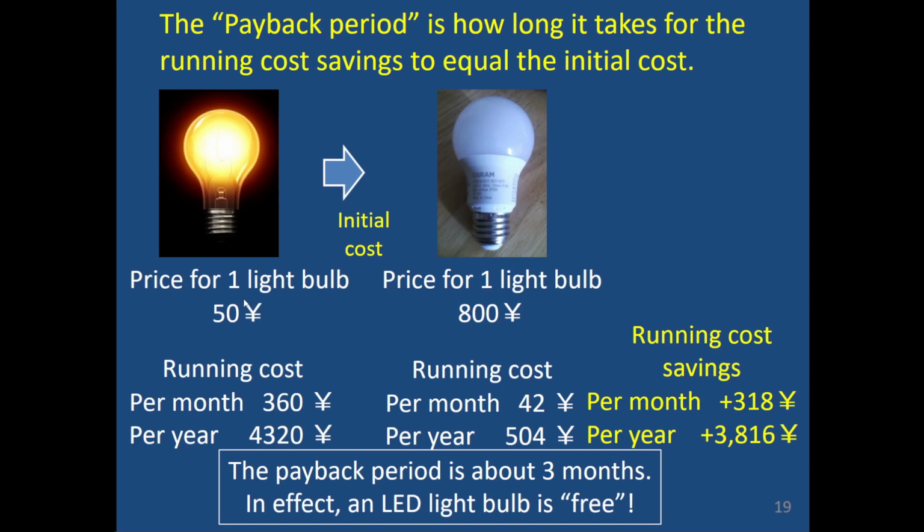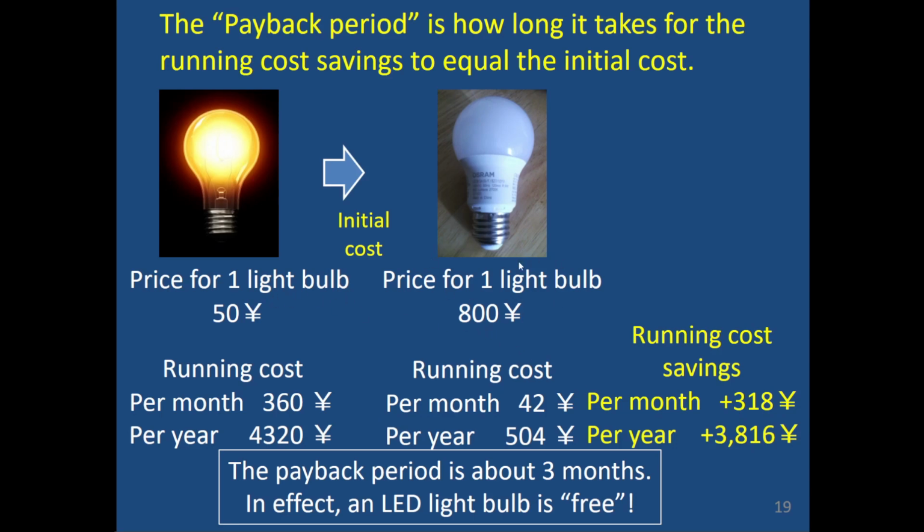So let's look at this. The light bulb costs 50 yen, or the LED bulb costs 800 yen. But we know the running cost becomes much cheaper. So comparing the running cost per month, the savings from 360 yen to 42 yen is over 300 yen per month saved. And then per year, it's almost 4,000 yen saved in 1 year.